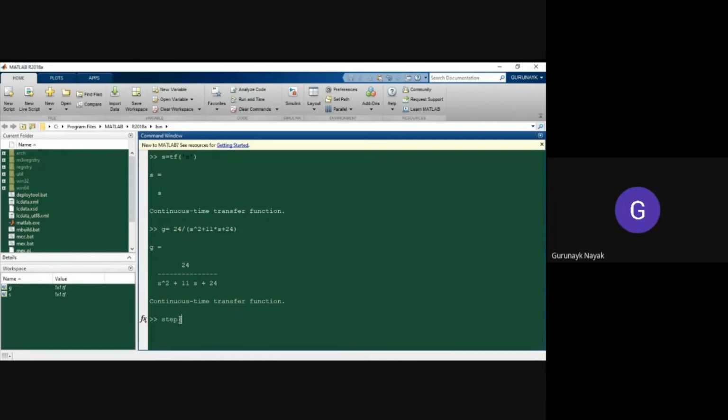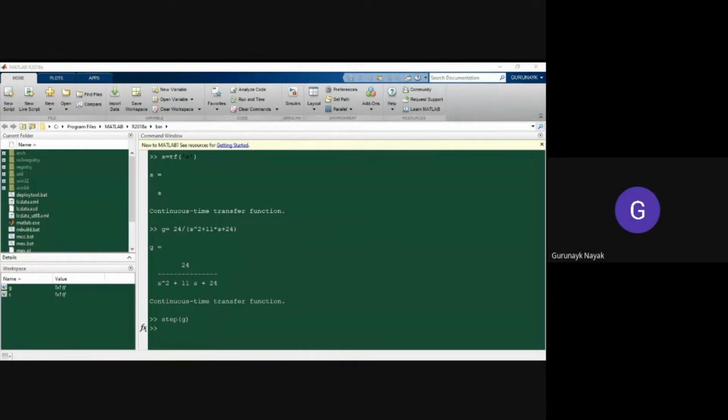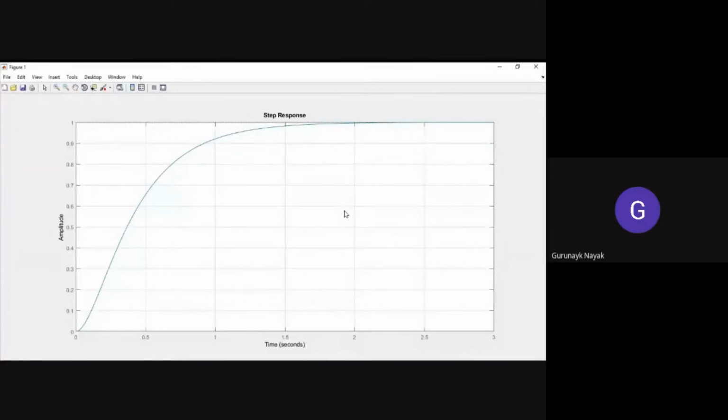So let me check how its response looks before we proceed further. Okay, yes, this is the response for 24 divided by s square plus 11s plus 24. It gradually increases and settles down at unity. For this case, the value of zeta was above 1. And if I mark some characteristics like settling time and rise time, it will give me values like this. So don't bother about this now. Let us move on to the second case.